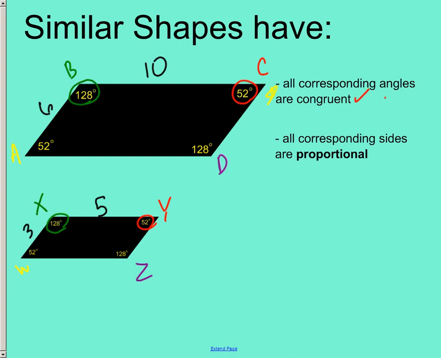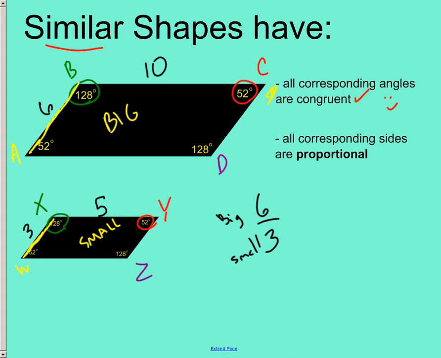Great. That's fantastic. But for it to be similar, we have to have the sides that are called proportional. And hey, look, take a look at this right here. AB is on the left side of the top, the big parallelogram, okay? On the small parallelogram, the corresponding side is WX right here. So it's 6 to 3, okay? 6 to 3. So we've got big on top and we've got the small size on bottom.